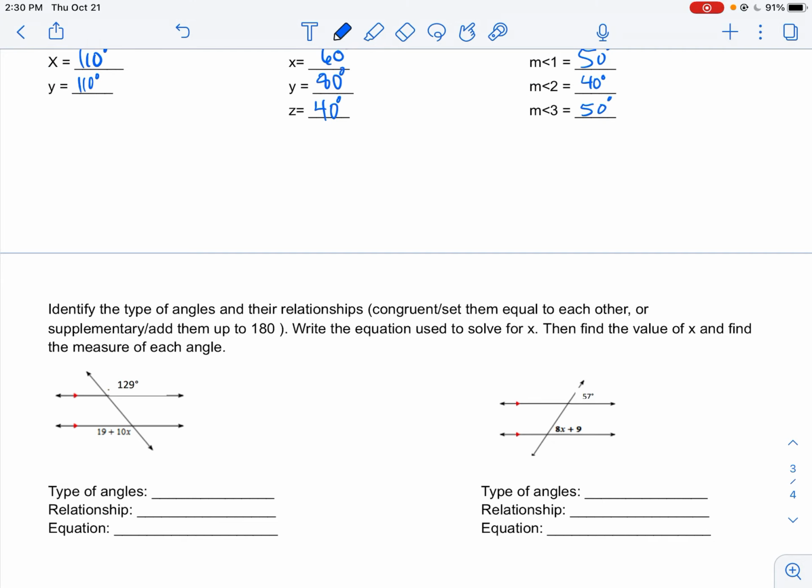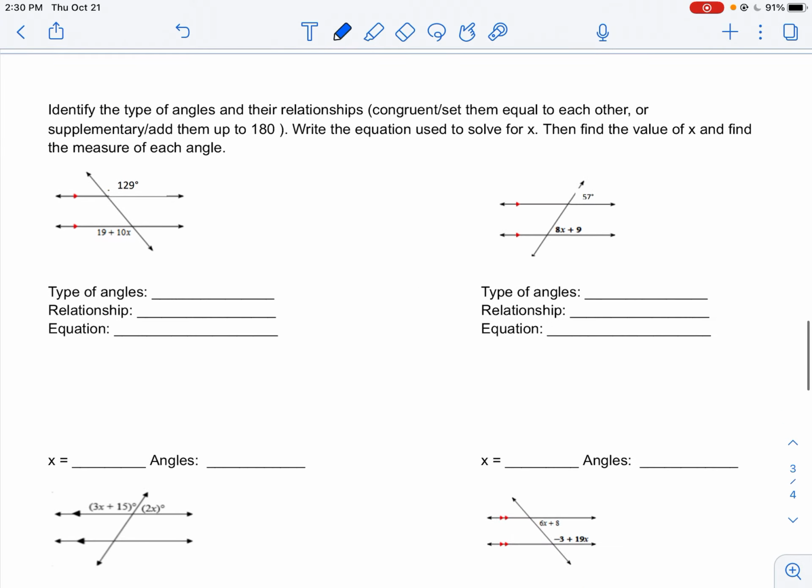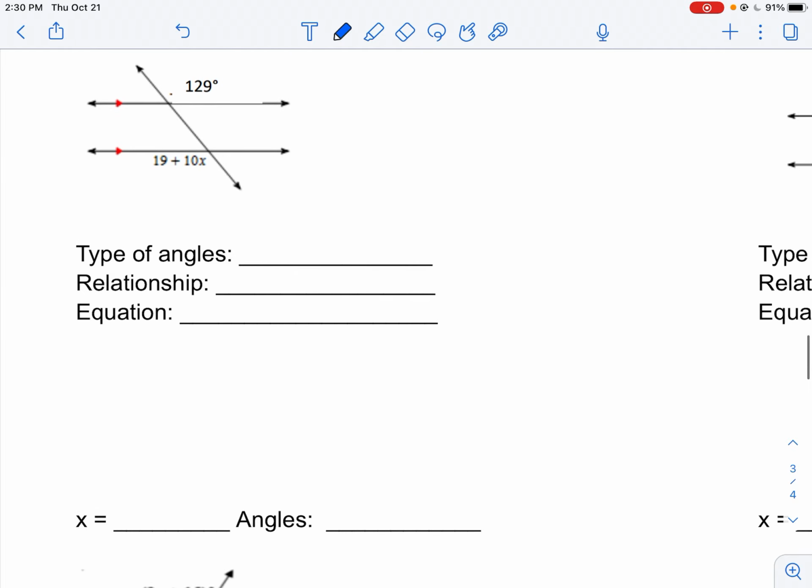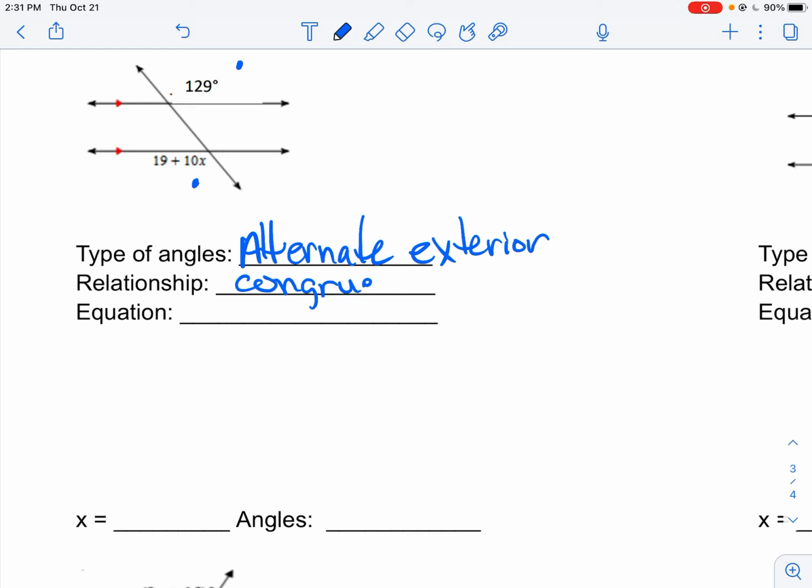Okay, so we're going to be finding the types of angles, their relationship, and the measures. So here we go. So this angle with this angle, they're on opposite sides of the transversal, so that means they're alternate. They're also on the outside of the parallel lines, so that means they're exterior. It means alternate exterior angles are congruent to each other.